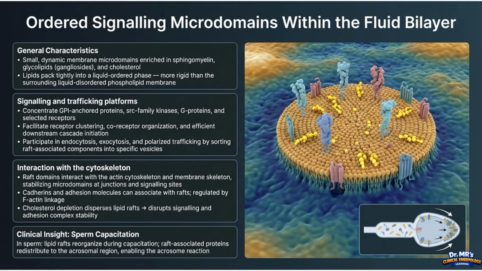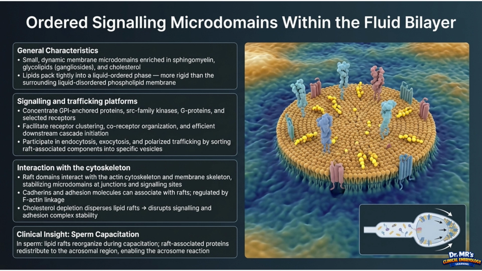Cholesterol depletion, which disrupts raft architecture by removing the structural lipid that defines the liquid-ordered phase, scatters raft-associated proteins across the membrane, and impairs the signaling cascades they support. In sperm, lipid rafts undergo a spectacular reorganization during capacitation.